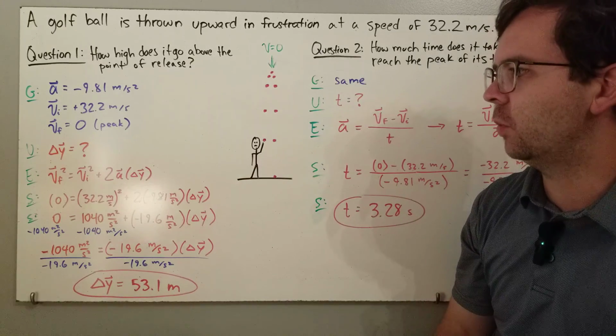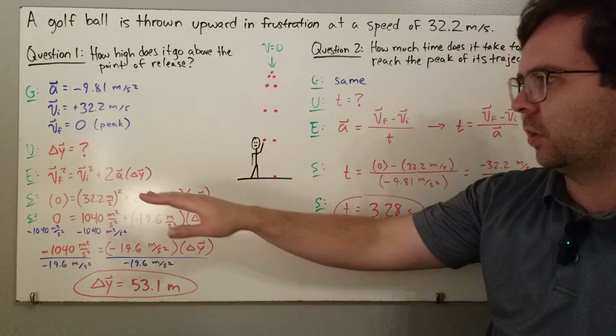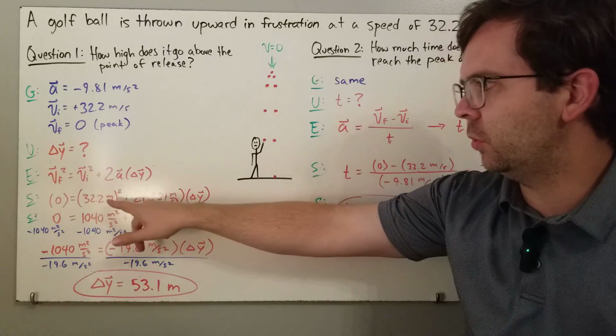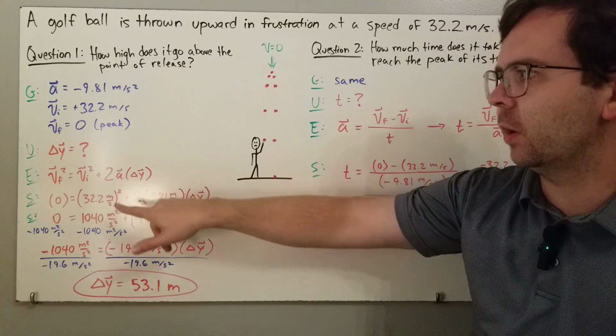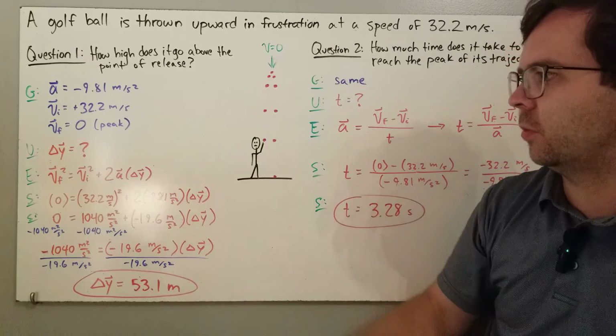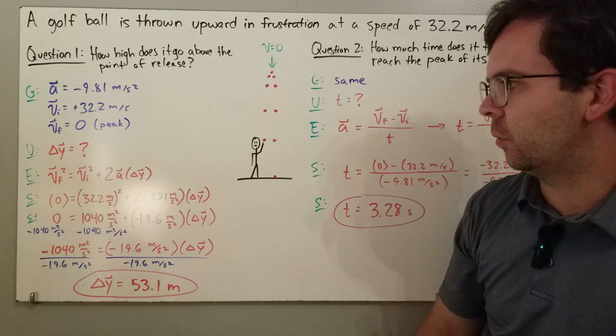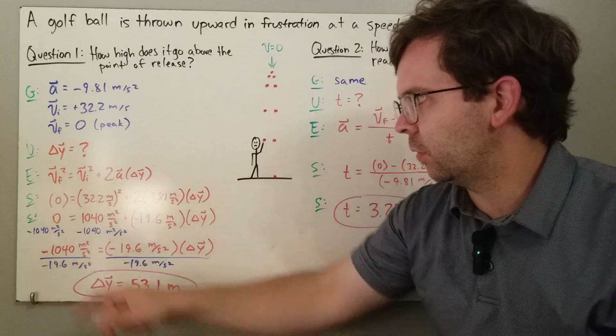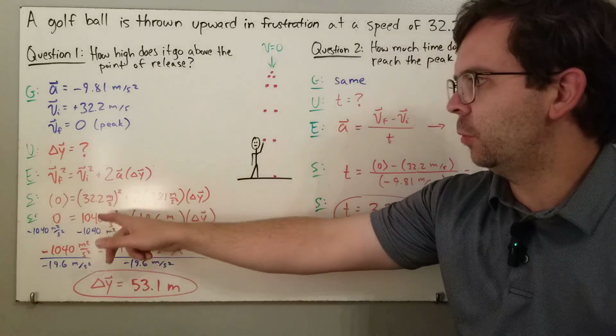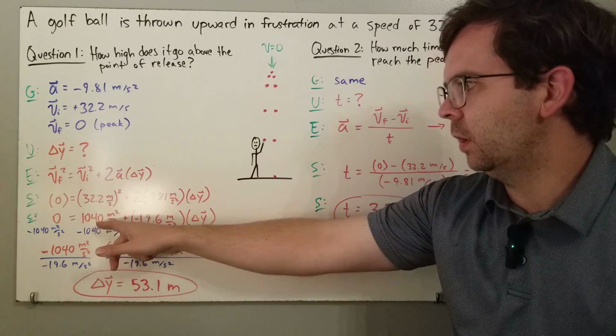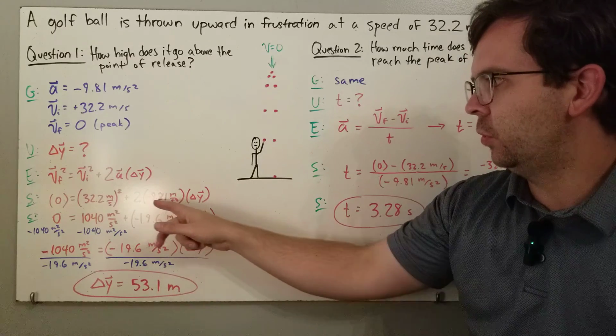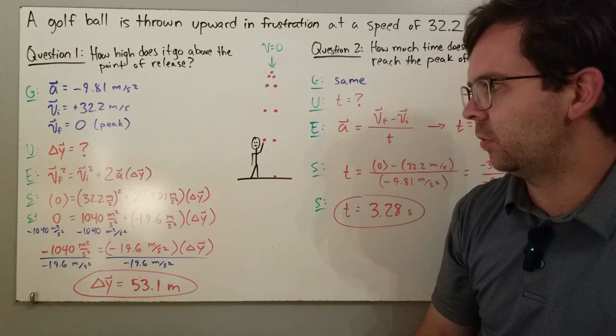All right, substituting in, we have a lot of numbers here, so just try to follow. We got 32.2 meters per second, but that gets squared later, and then plus 2 times 9.81, and then we have delta y. 0 is over here for vf. Squaring 32.2 gives us 1,040, and then 2 times 9.81 gives us 19.6.